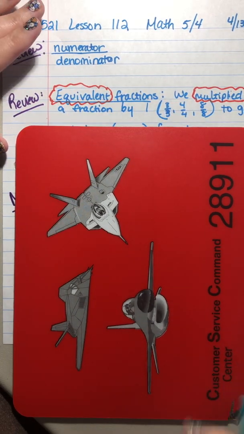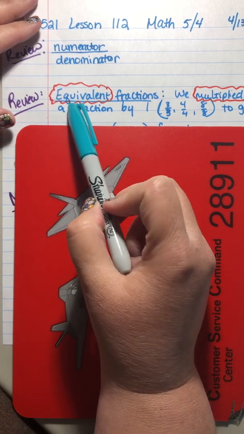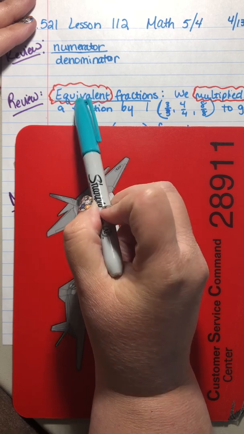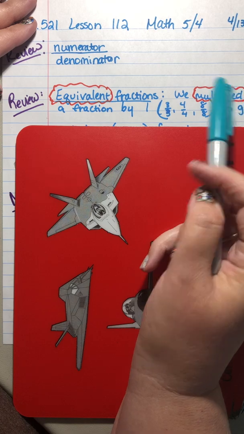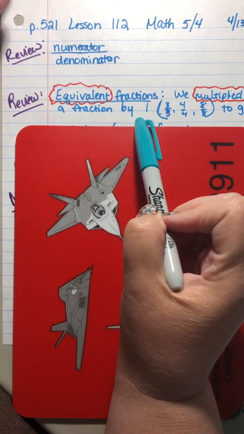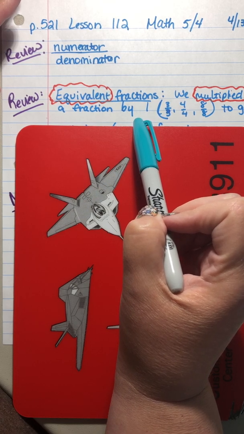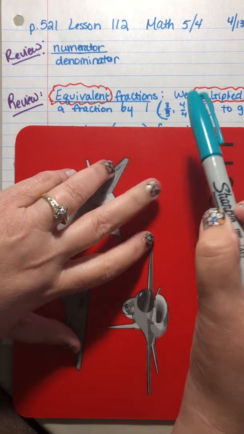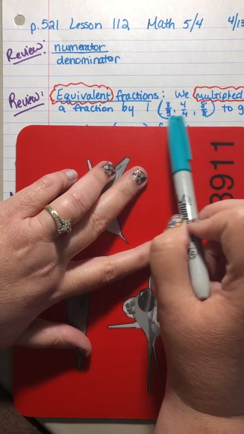Okay, so this is review also. We have in the past done equivalent fractions. Remember, equivalent is another word for equal, so equal fractions. When we did equivalent fractions in the past, we multiplied a fraction by 1. Remember, any number multiplied by 1 equals that number. So 5 times 1 is 5, 100 times 1 is 100, and so on. So we'd multiply a fraction by a fraction that equals 1.